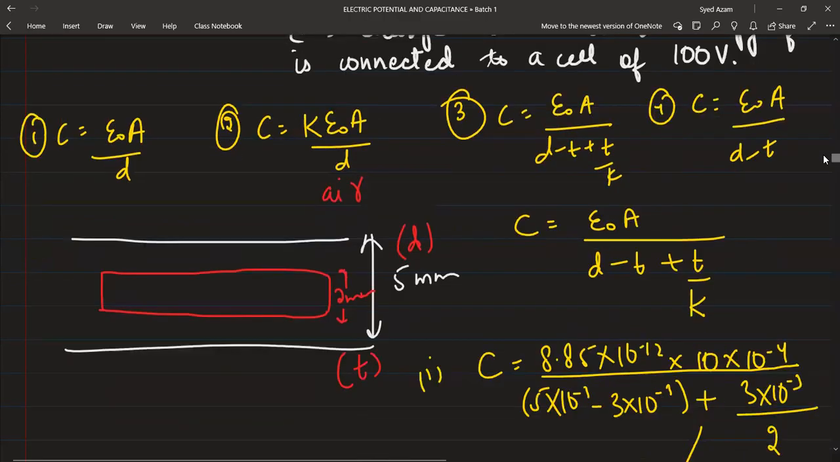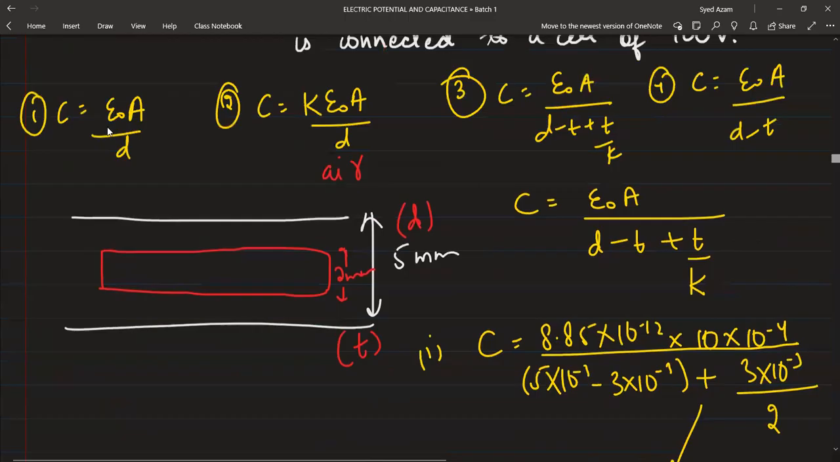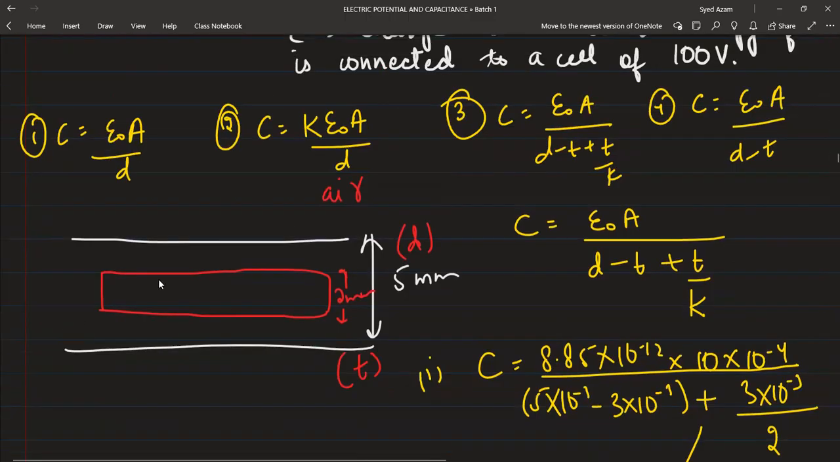Have you understood this, Shwana? Yes, ma'am. See, this formula will be used when nothing is placed. This will be used between the plates when a dielectric medium is completely placed. If the dielectric slab is partially filled, then you use this formula, the fourth one. So this should be clear to you, which formula you're using.